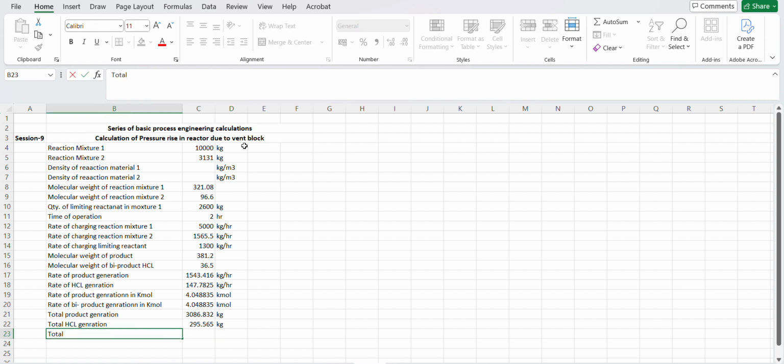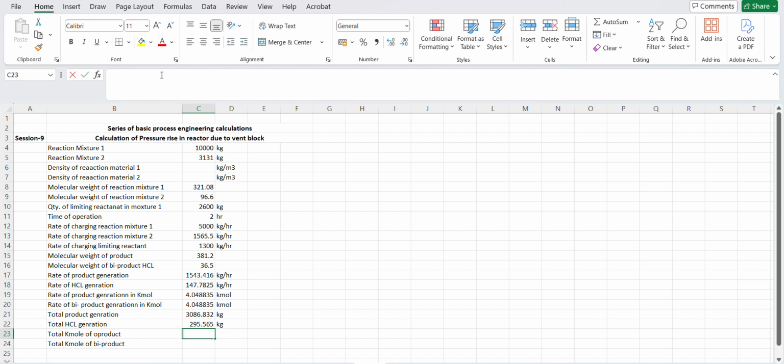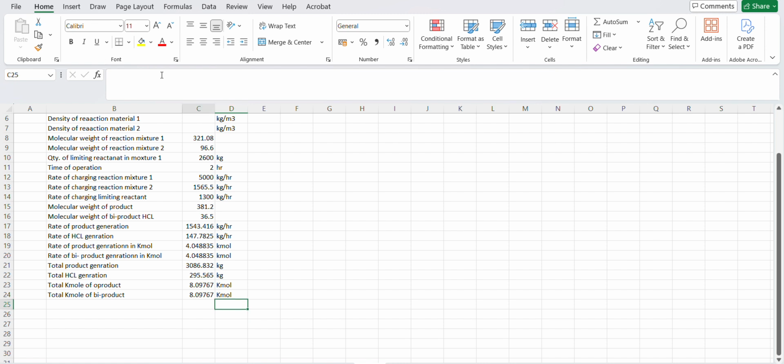So we simply check the total kilomole of product and the total kilomole of byproduct, that is HCl generation. We can simply do this by dividing by its molecular weight. Okay, so here we got the total number of moles, and same is the case for the HCl generation. We have to divide the total HCl generated by the molecular weight. So we got the total mole of HCl generation during the reaction.